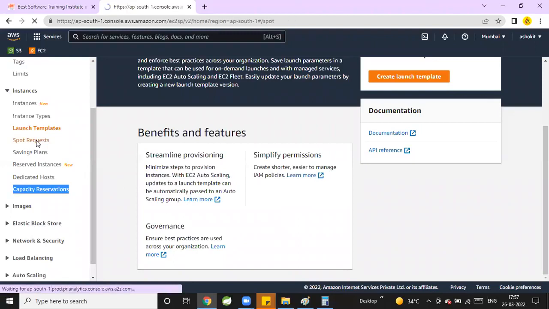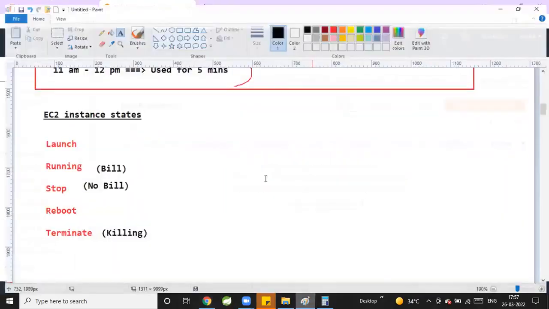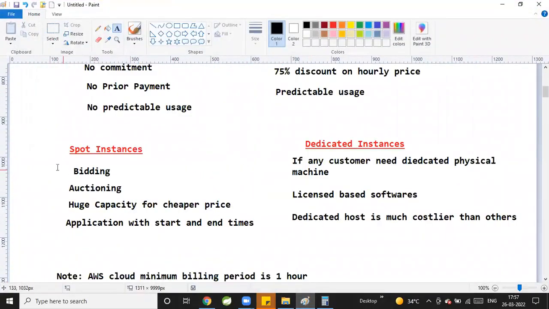Launch templates. Next one, spot request is available. What is the meaning of spot request? Request for spot instances. What is the meaning of that? Spot instances. Did we discuss spot instances or not? Bidding.